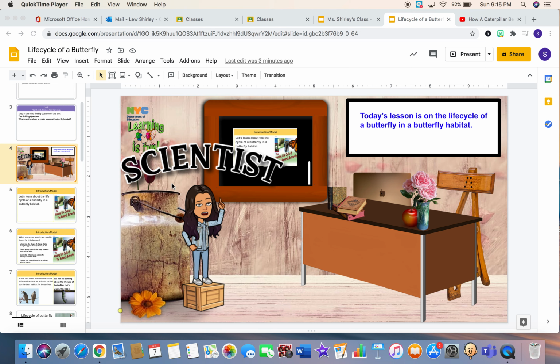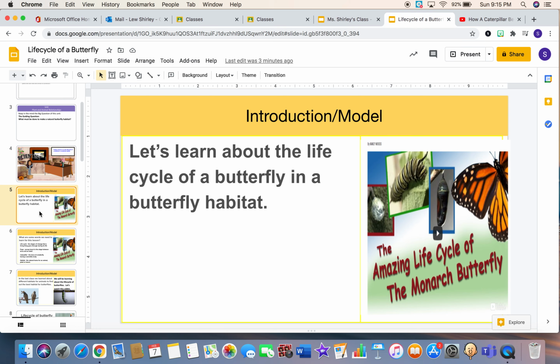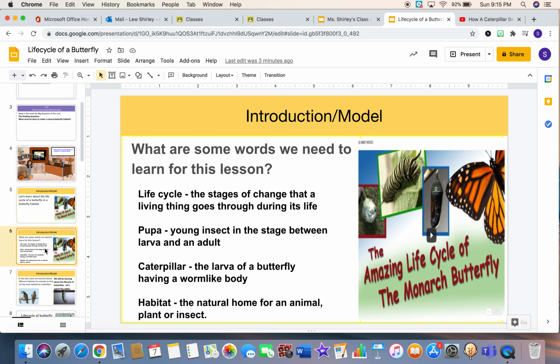Scientists, my name is Miss Shirley. I'm going to be your lead scientist to guide you through this lesson today. So today, let's learn about the life cycle of a butterfly in a butterfly habitat.